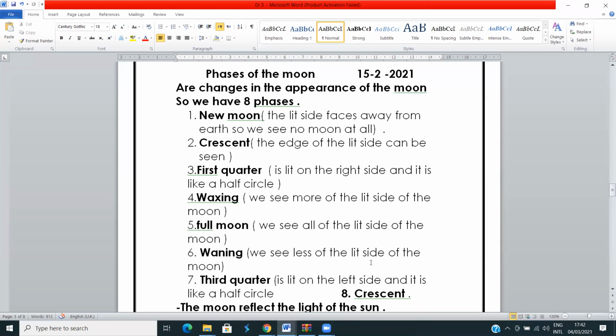Crescent: the edge of the left side can be seen, just the crescent here. First quarter: we see a quarter, lit on the right side, and it is like a half circle. Then we said waxing. Waxing means we see more of the side of the moon.